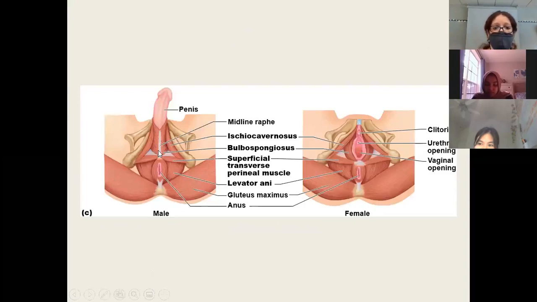So ischiocavernosus, spongy tissue here, allows a penile erection. Most animals, actually, do you know that most mammals, just for fun facts, have a literal bone in the penis to help maintain erection for the length of time it takes for animals to copulate, which for many animals is much longer than it takes for humans. And then the females have the bulbospongiosus.